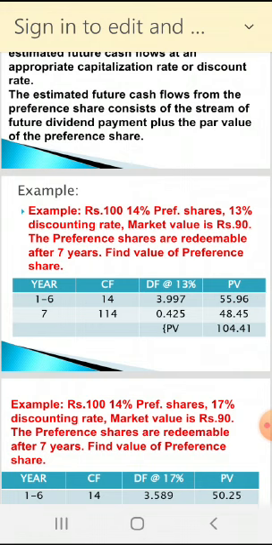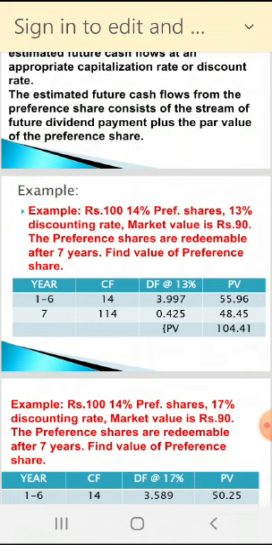So 14 multiplied by 3.997. Answer, present value is 55.96. In the 7th year we will get 100 back, just like a bond or debenture, plus 14 interest, 114, and the discounting factor is 0.425 for the 7th year at 13%.